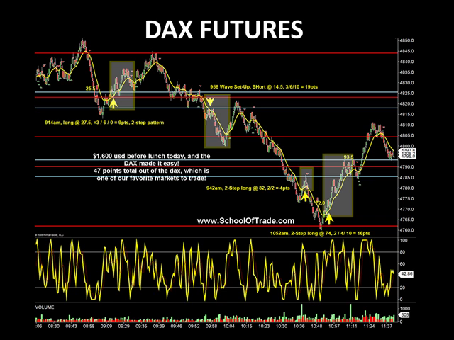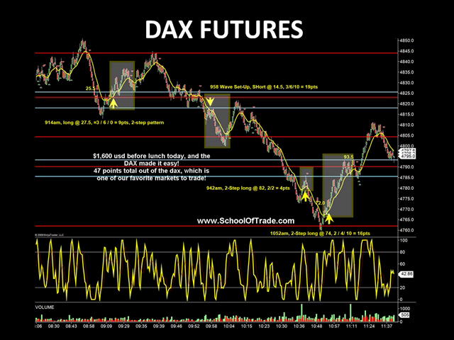If you're unfamiliar with the DAX, or if you're just getting to know this market, this is one of our favorite markets. I've been trading this market for a while now, almost as long as I've been trading the S&P. And we're always amazed at how well this market moves, how easy it is to put a couple winning trades together and make an amazing amount of money.